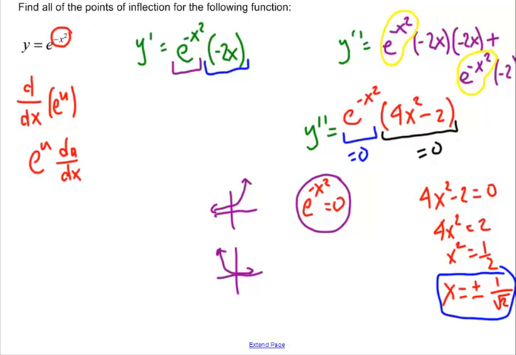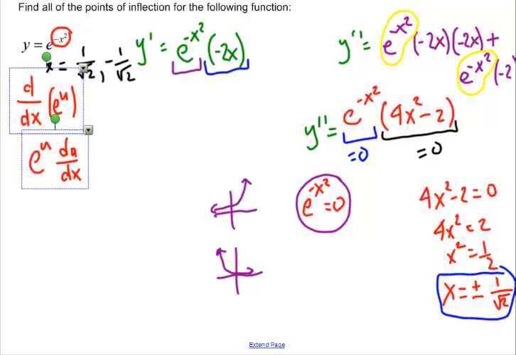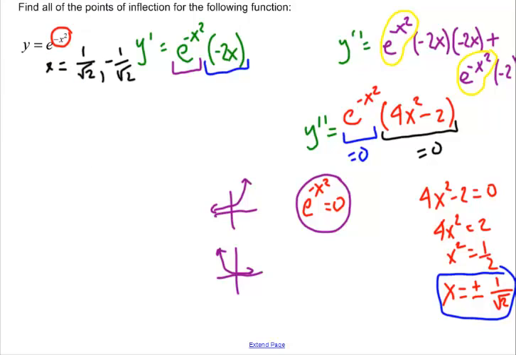All right. So what are the points of inflection? Well, we get a point of inflection when x equals 1 over the square root of 2, and when x equals negative 1 over the square root of 2. So substitute those guys back into your original equation. So let's move this derivative out of the way here. Let's get rid of the derivative rule. We don't need it right now.